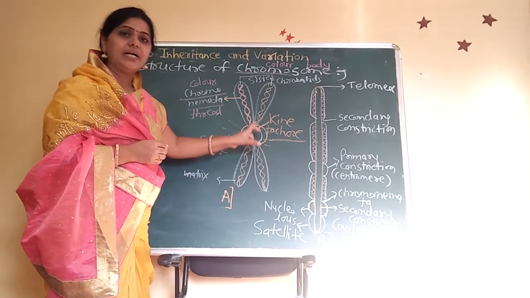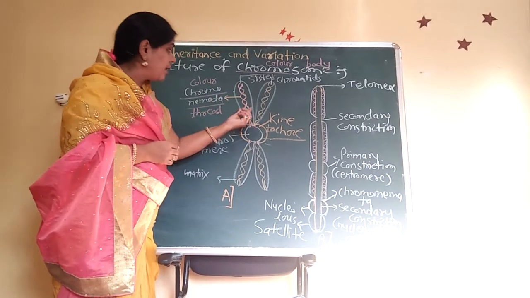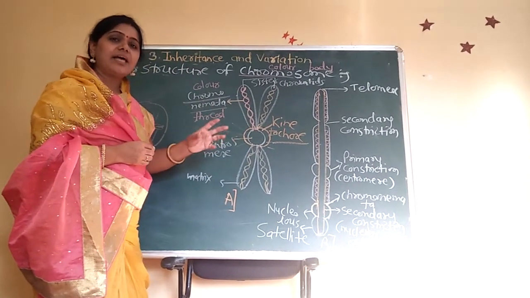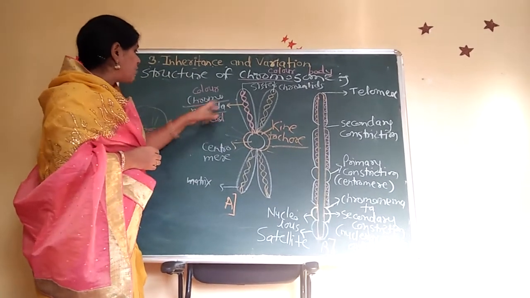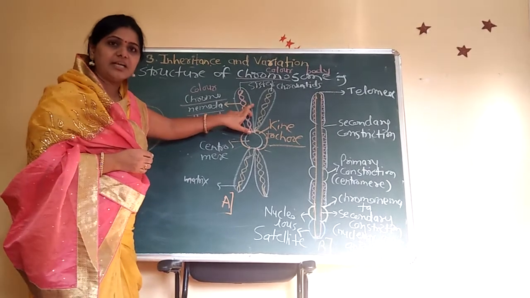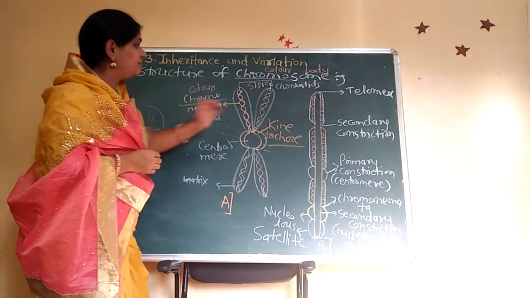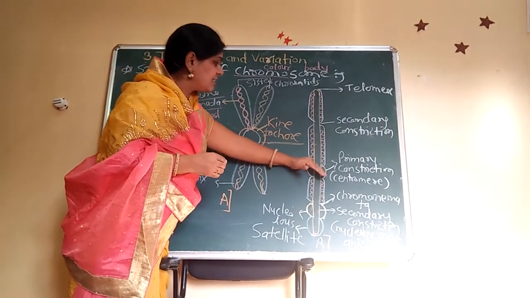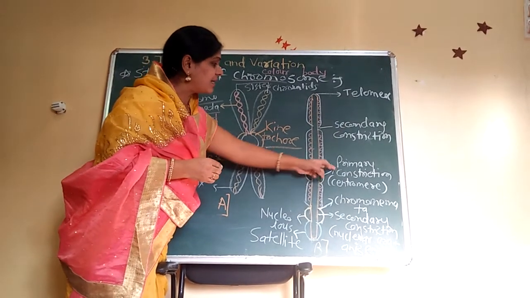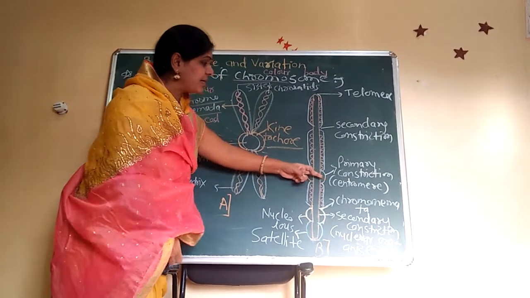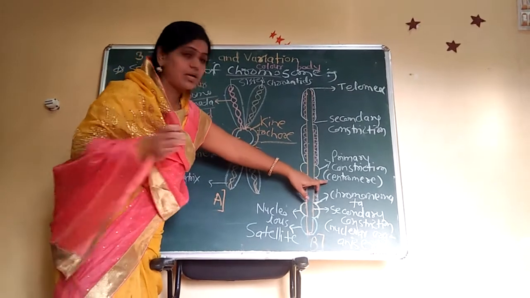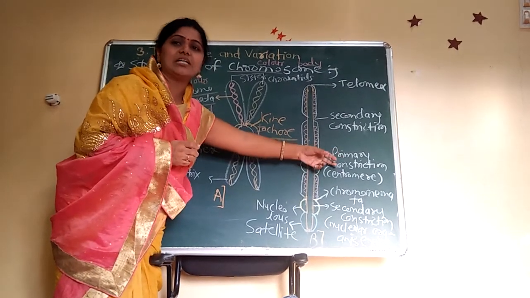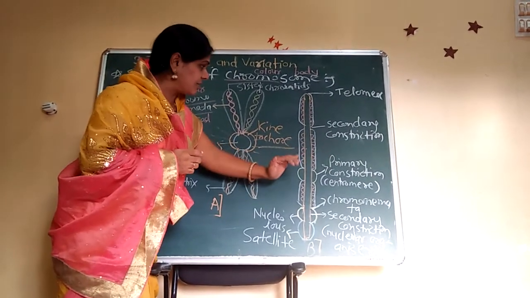It is actually DNA, but when stained it appears colored, that's why it is called chromonemata. It is nothing but DNA. Then this structure, the primary constriction, which is also called the centromere.